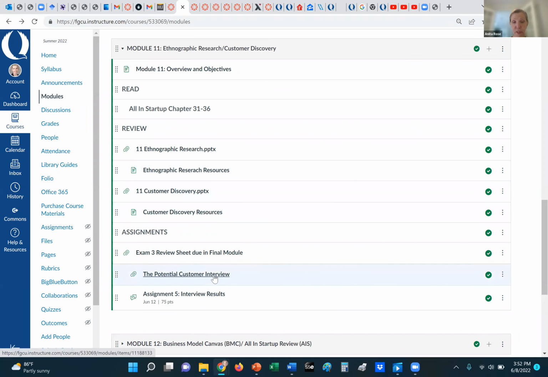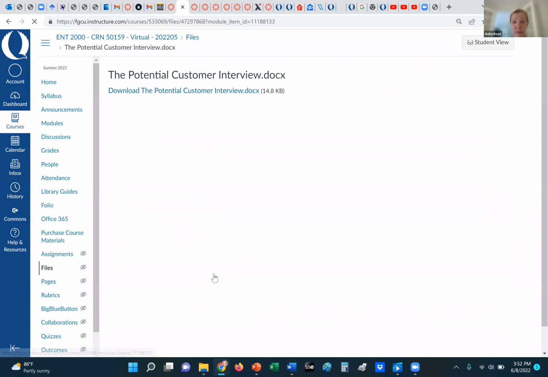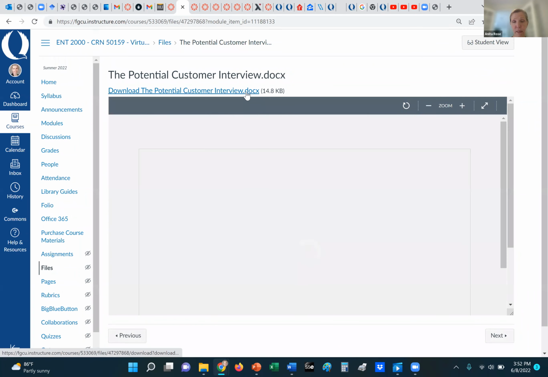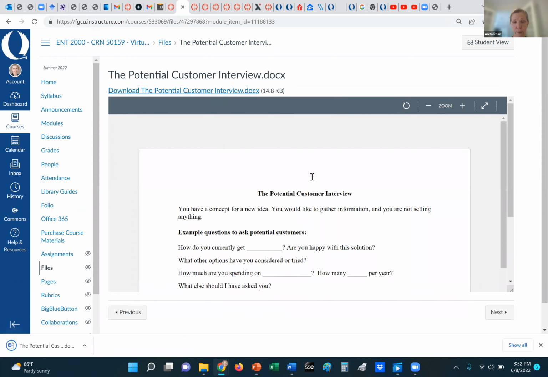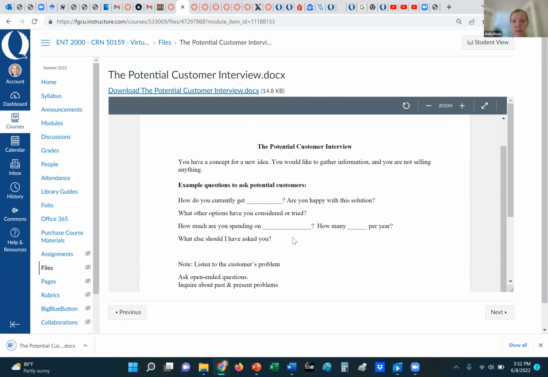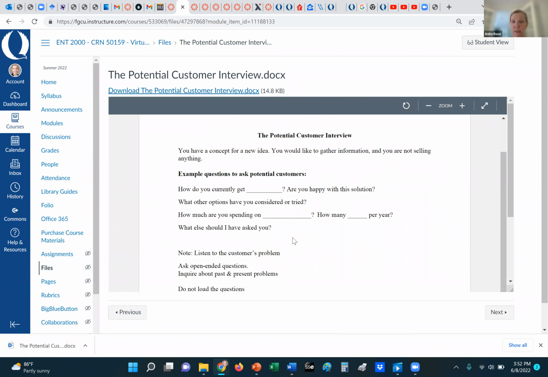Here is a potential customer interview sheet. I'm going to go ahead and open that for you so you can take a look at it. Okay, it popped up. You can see here are some sample questions, example questions. You don't have to follow these slavishly. There are some good questions, but you may need to alter them depending on your business or service.